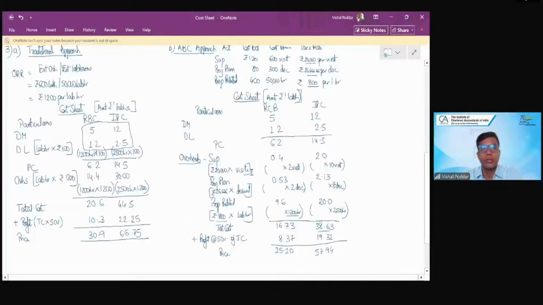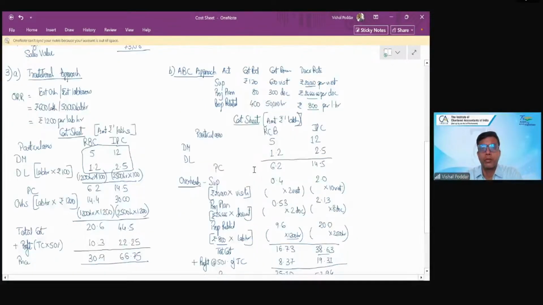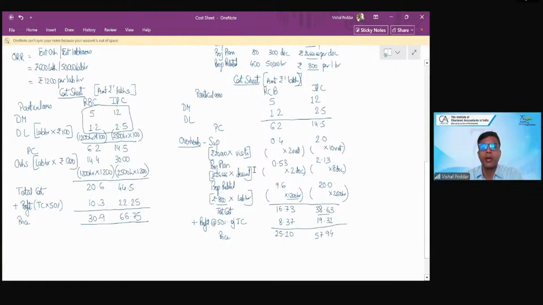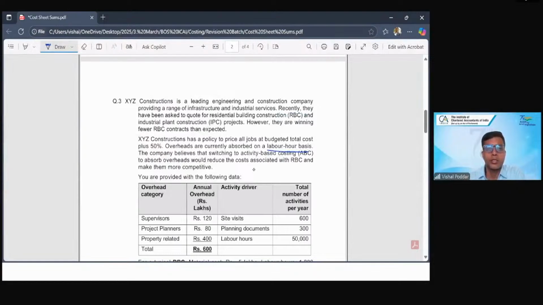See, now this is more like a theoretical answer. So what will be your answer? They are saying if the cost of RCB falls, what will be your pricing strategy? Now for this, you have to recall in the above part of the question, they had said that we are not getting RCB contracts. I remember reading that. They are winning fewer RCB contracts than expected.